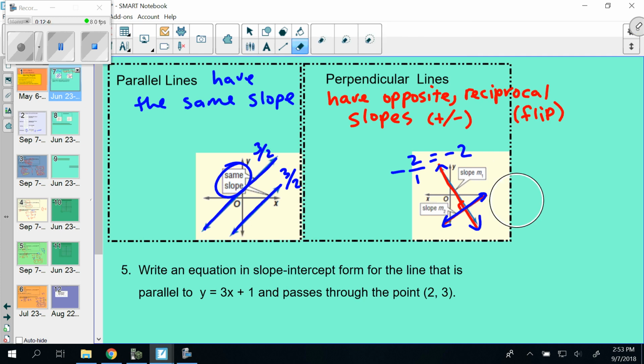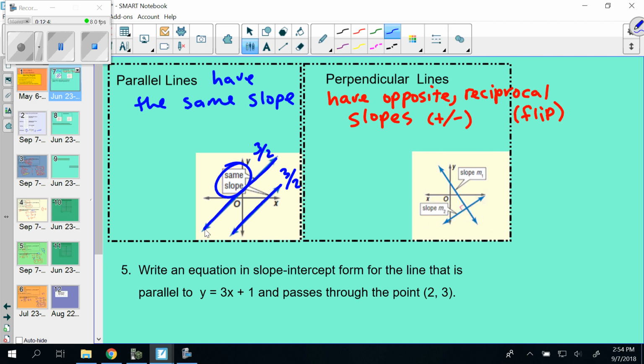One last example. What if this line slanting down had a slope of -5? What would be the perpendicular one? Well, it'd be positive again, opposite sign, and we got to flip the fraction. Now, 5 is not a fraction, but you can always make stuff into a fraction by putting it over 1. So then the reciprocal would be 1/5.